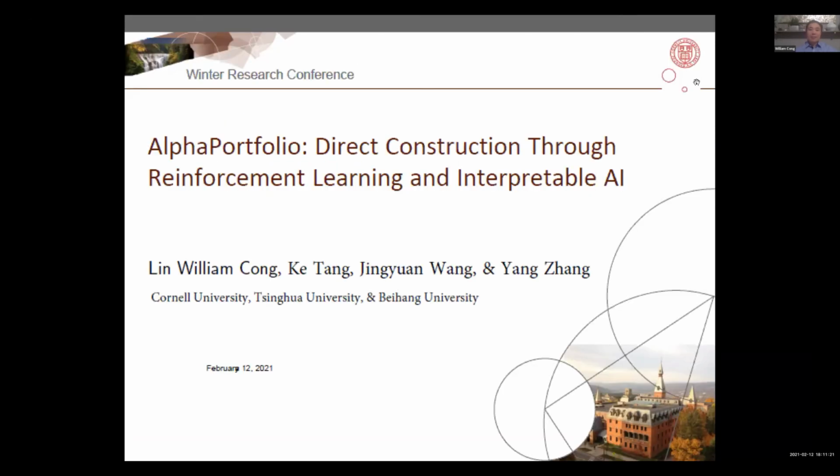Thank you very much for having the paper on the program. This is joint work with Ke Tang, who's at Tsinghua University, and two computer scientists, Jingyuan Wang and Yang Zhang, who are from Beihang University, also in Beijing.